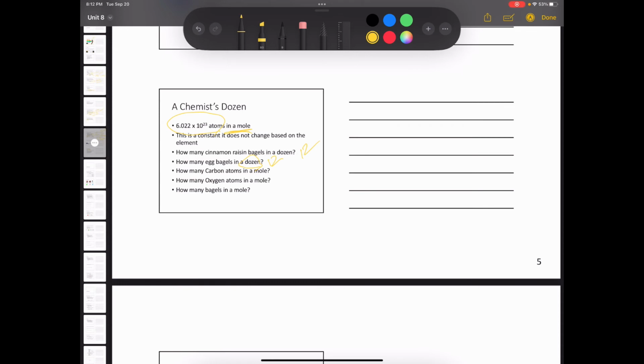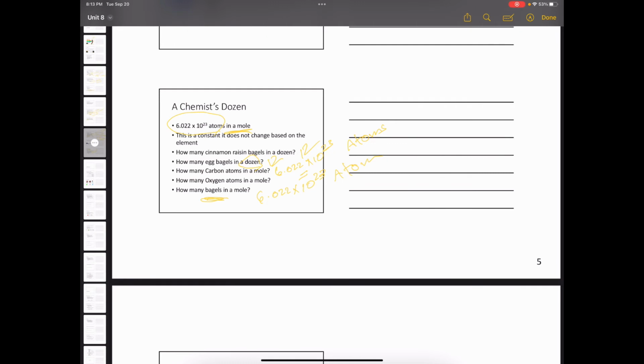Okay? How many carbon atoms in a mole? 6.022 times 10 to the power 23 atoms in a mole of carbon. How many oxygen atoms in a mole? Same thing. 6.022 times 10 to the power 23 atoms. How many bagels in a mole? 6.022 times 10 to the power 23. Now, obviously, we don't use mole to refer to the count of bagels, but just so you can get the idea. Okay, so the mole represents 6.022 times 10 to the power 23 atoms, regardless of what element you're talking about.